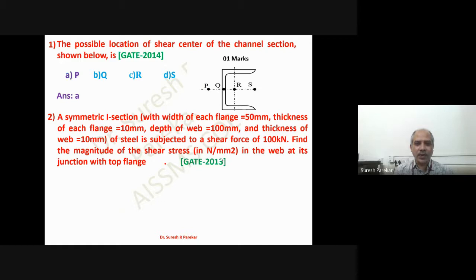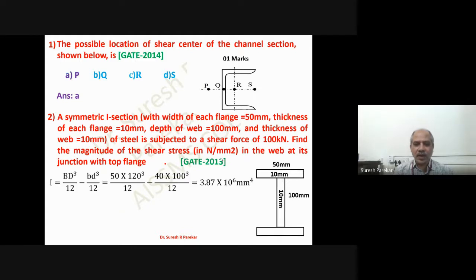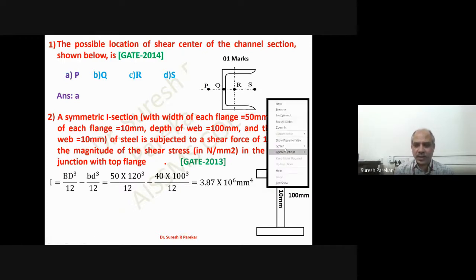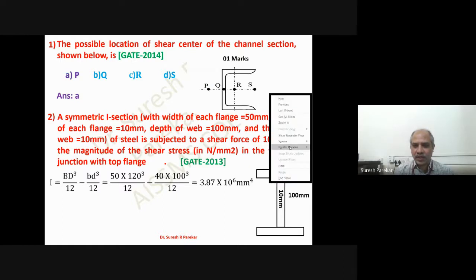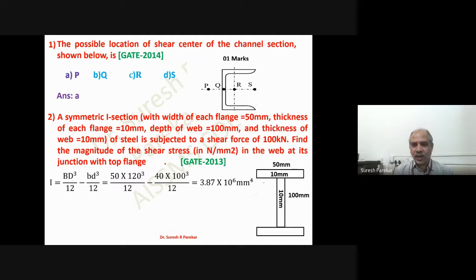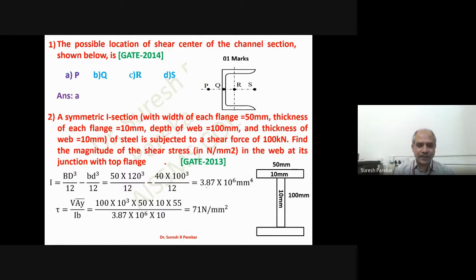The symmetrical I section with the width of flange and dimensions are given, and we find the magnitude of the shear stress in the web at its junction with the top flange. We first calculate the value of I, which is BD cube by 12 minus bd cube by 12. The whole section is considered, and this portion is 50 minus 10, so 40, this 20 and this 20, and this will be 100.